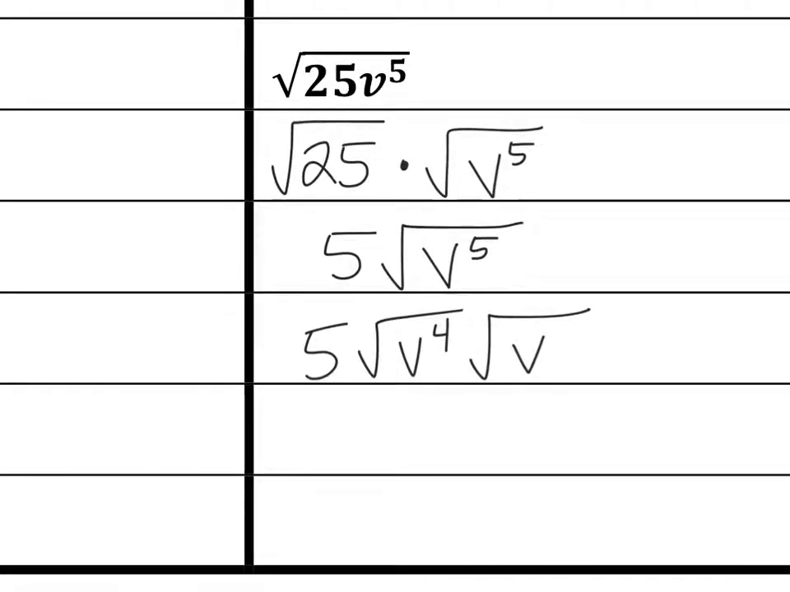And now, what is the square root of v to the 4th? V to the 2nd. So 5v to the 2nd times square root of v. Finn, were you saying that, could you just break it up into v squared, like that? No? Okay.